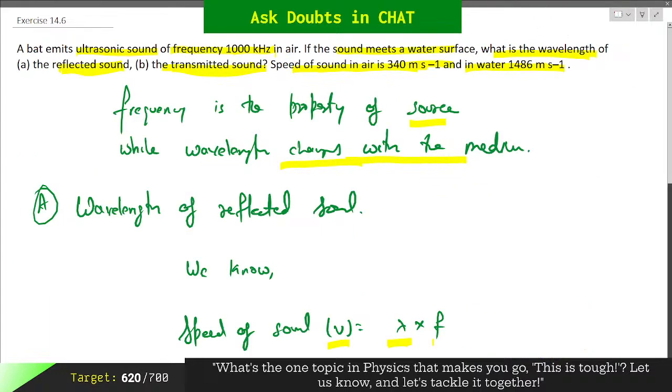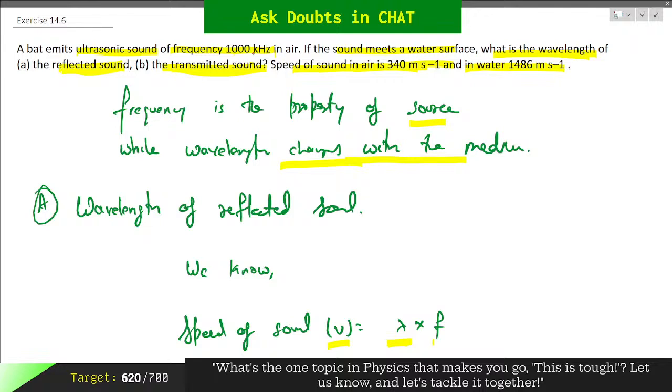Moving to the next question, a bat emits ultrasonic sound of frequency 100 kilohertz in air. If the sound meets the water surface, what is the wavelength of the reflected sound and the transmitted sound? The speed of the sound in air is 340 meters per second and in water is 1486 meters per second. So here two different speeds of sound are given.